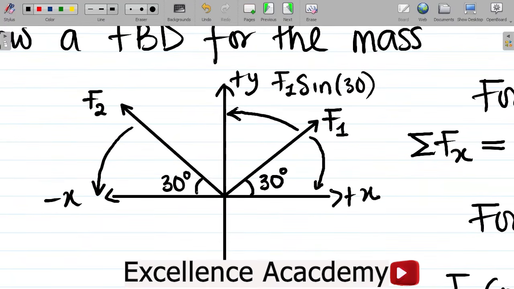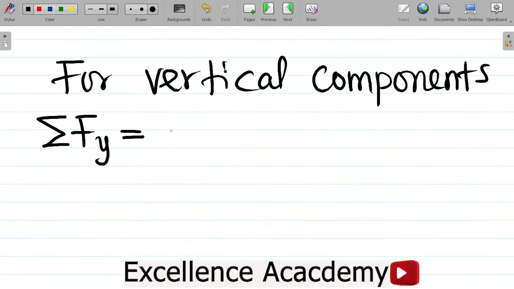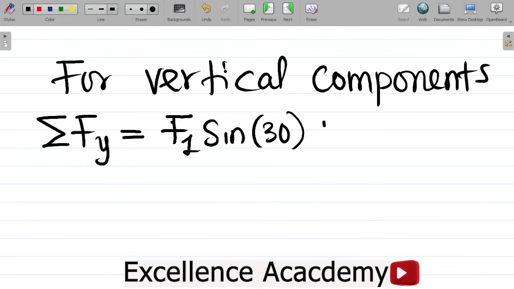For F2, the same thing. If I move F2 to the vertical axis, that's a positive. So I have plus F2, then it becomes sine of the angle. The angle there is 30. So I'm having plus F1 sine 30 plus F2 sine 30. Let's take them down: positive F1 sine of 30 plus F2 sine of 30.